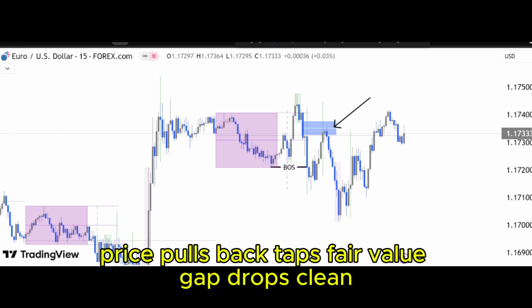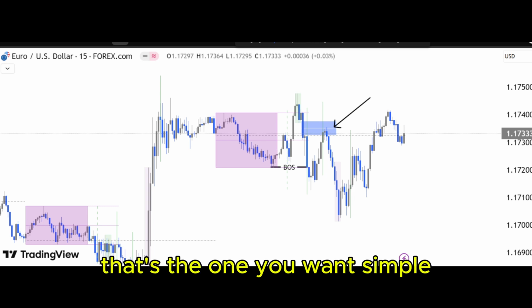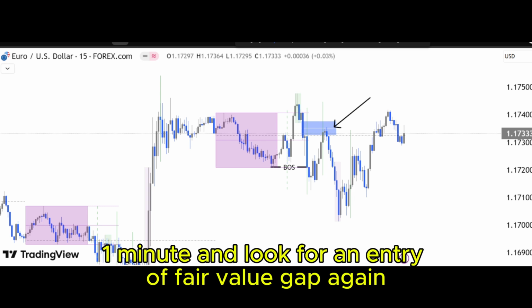Price pulls back, taps fair value gap, drops clean. That's the one you want. Simple. Now let's go to 1 minute and look for an entry of fair value gap again.